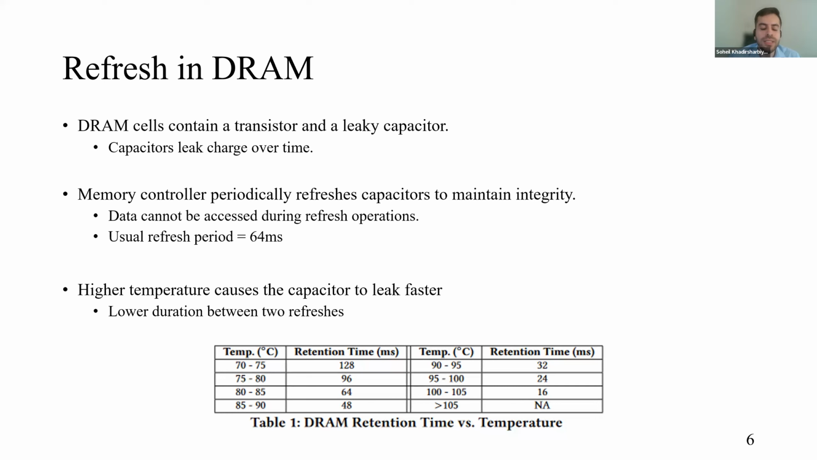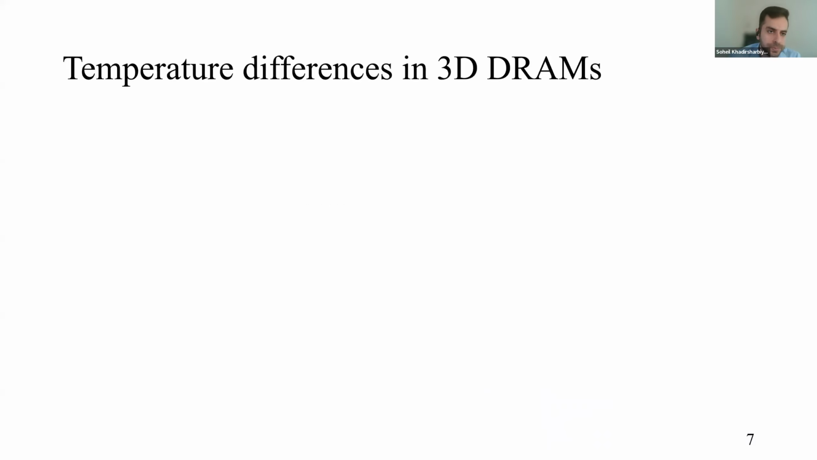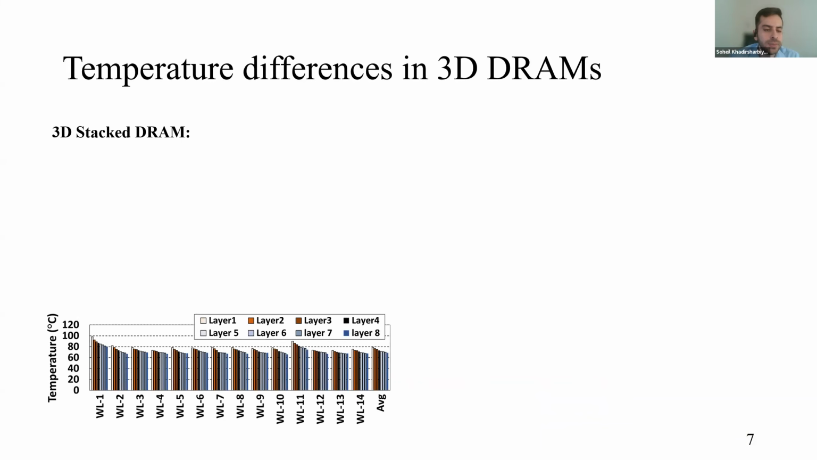So it means that different parts of the DRAM will face different refresh rates. Now let's see what is the extent of the temperature differences. In the 3D DRAM, we simulated the temperature of the system using a couple of benchmarks, and we saw that there is a huge temperature difference within layers and across layers.